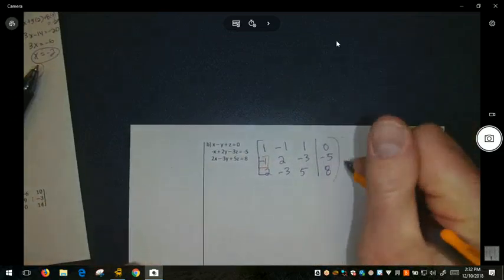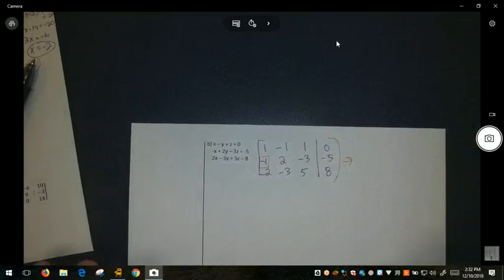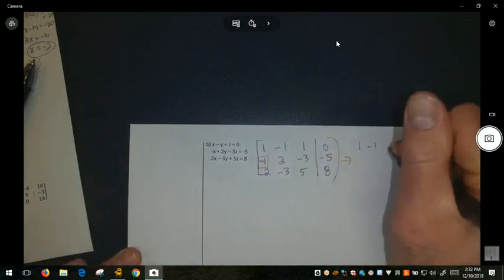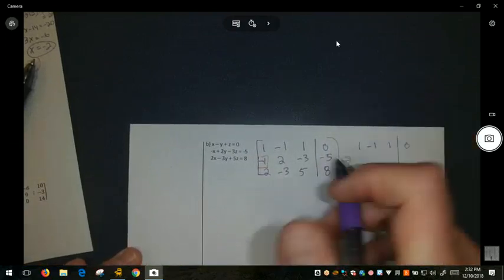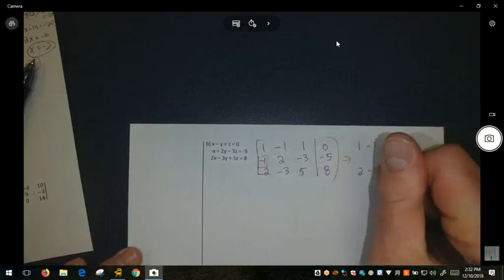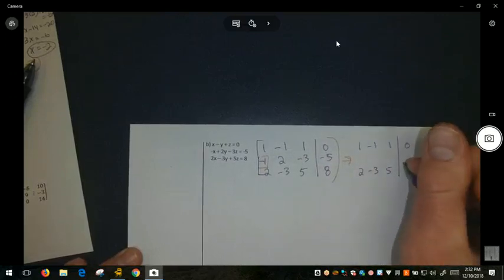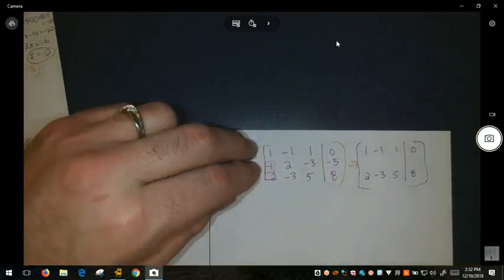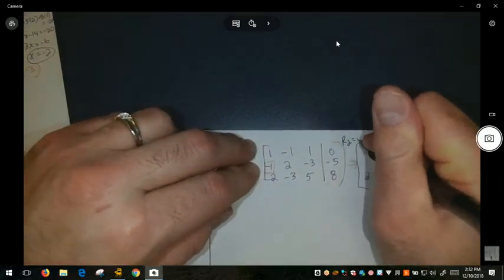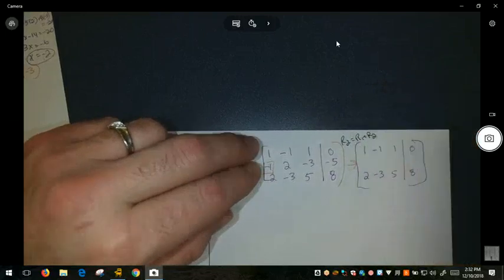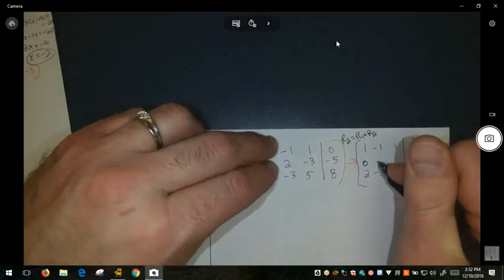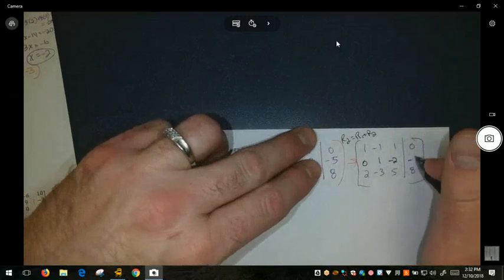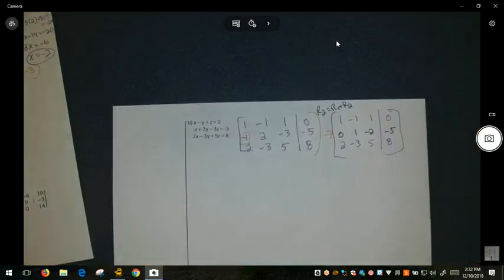The nice thing for this one is, again, I'm locking row 1 and row 3 because I'm targeting that right now. And I'm only allowed to change 1 row at a time going from matrix to matrix. Nice thing with this one is I can just add row 1 and row 2. I can do that right here. So I've got 0, 1, negative 2, negative 5.